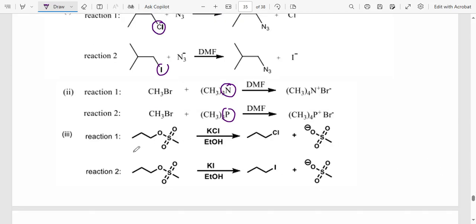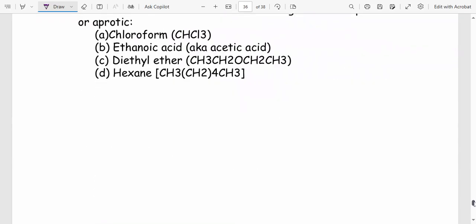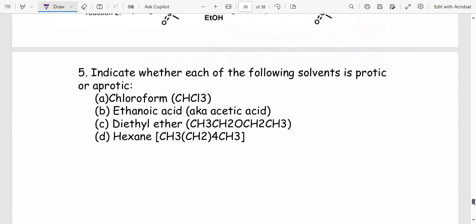For reaction 3, what has changed is also the nucleophile. Which one is going to be faster? Try that and also share your solution. We will see what you are going to find. Indicate whether the following solvent is protic or aprotic. Can they form hydrogen bonds or not? We'll also try this one.